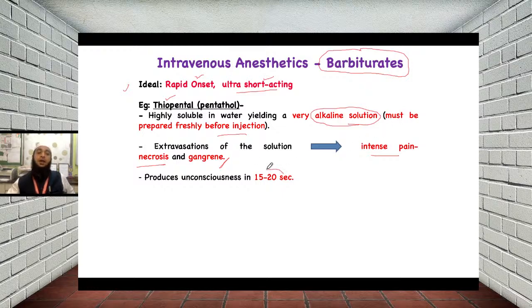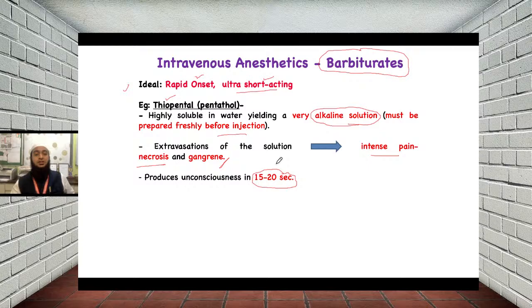Next thing is that it produces unconsciousness within 15 to 20 seconds. Although we define an intravenous drug as one which can produce unconsciousness within 11 seconds, it produces unconsciousness within 15 to 20 seconds. But still it is not a bad drug. There is not much delay. Within 15 to 20 seconds is also a good, quick time to induce anesthesia.